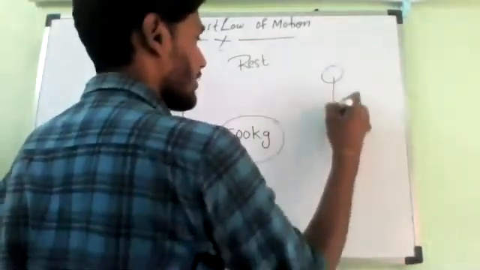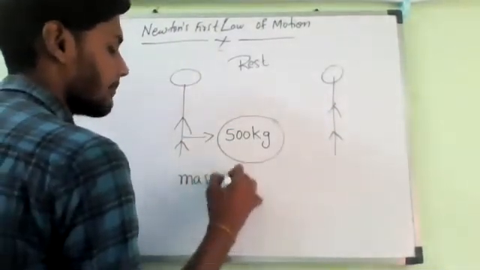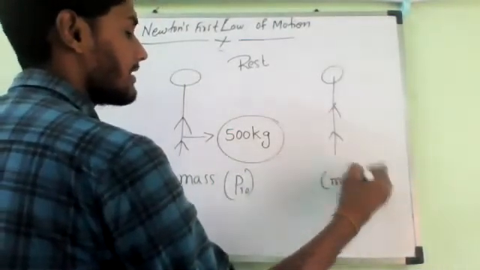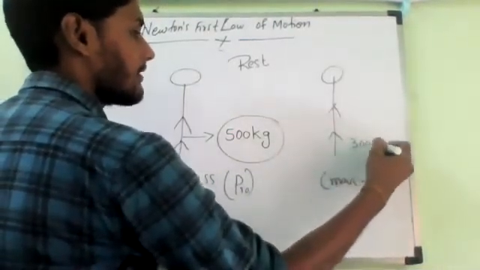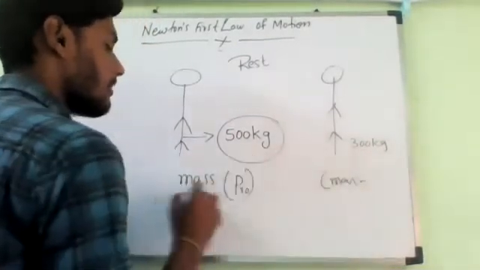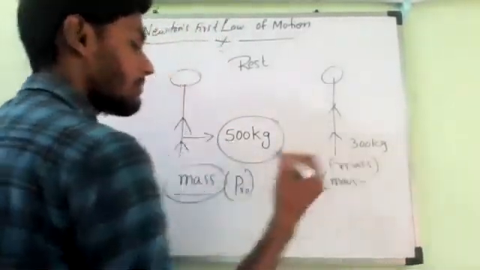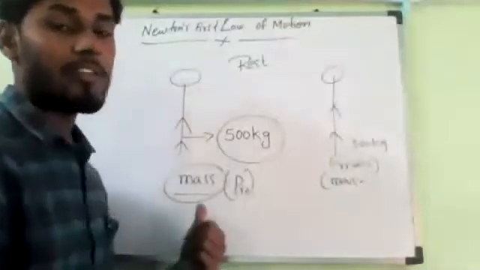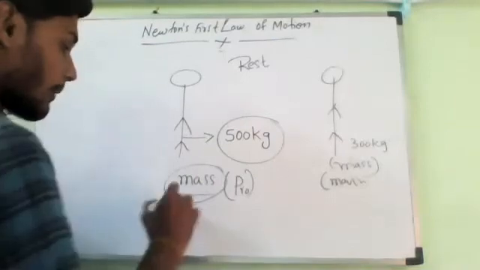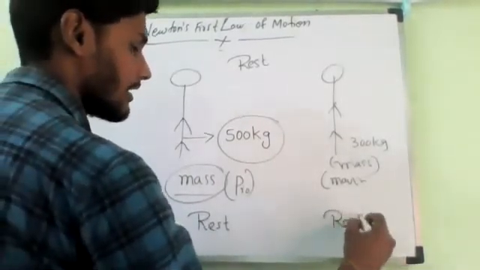Now let us take Mavanish. This is the mass of Pradosh, P for Pradosh, and this is the mass of Mavanish, around 300 kg. Now observe very carefully who has more mass and who has less mass. Pradosh has more mass and Mavanish has less mass. Now both are in rest position, he is at rest and he is also at rest.